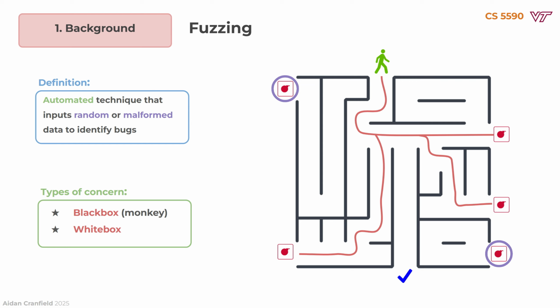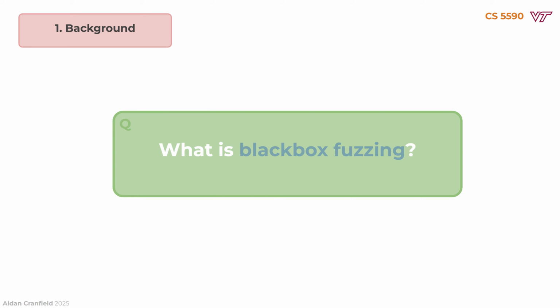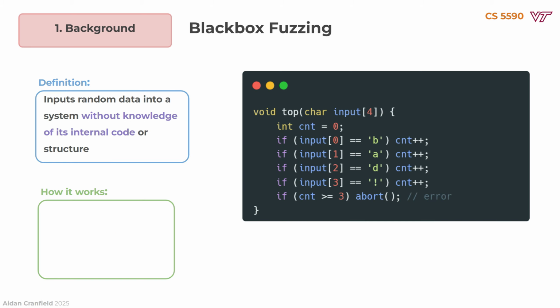Now this leads us to a new question you may have, which is, what is black box fuzzing? Black box fuzz testing is a software testing technique that involves feeding a program with randomly generated or mutated inputs to detect vulnerabilities, crashes, or unexpected behaviors. The term black box means that the tester has no knowledge of the internal workings of the application and only interacts with it through its external interfaces, such as maybe APIs, files, or network inputs.